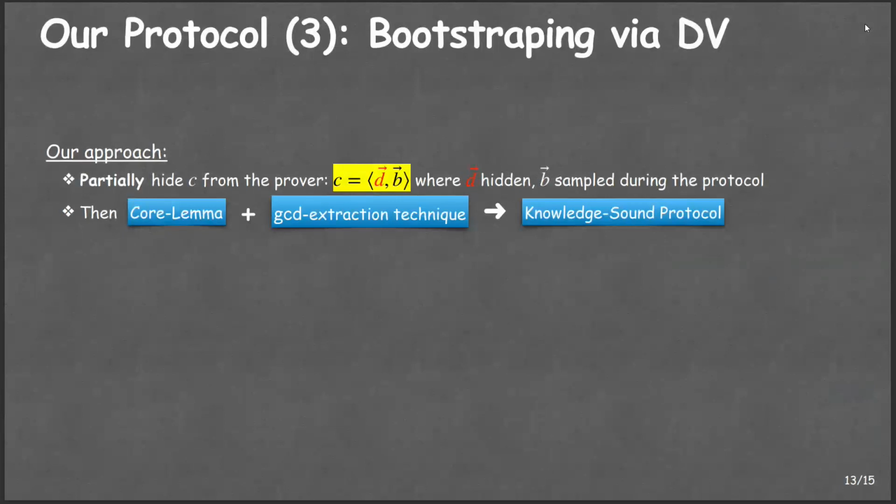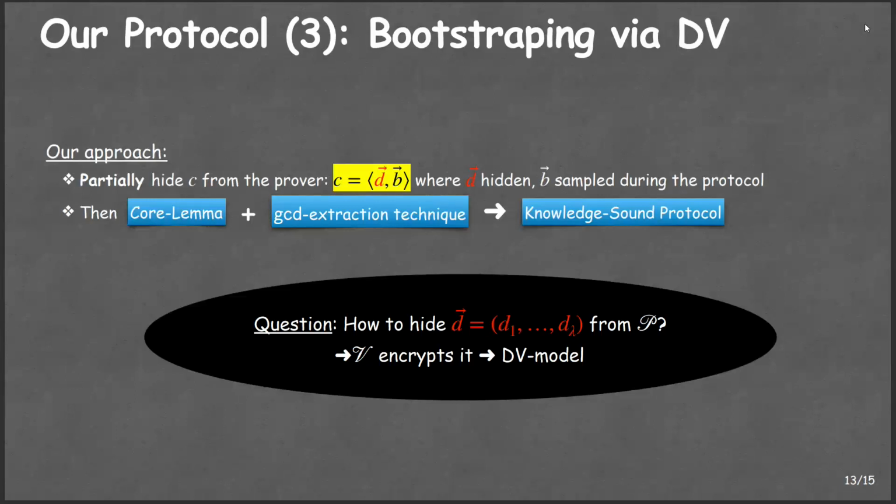Okay, and with this approach that we partially hide the challenge from the prover, we can then use this, let's say, core lemma and the GCD extraction technique that uses the Bézout coefficients in order to extract a witness and get knowledge soundness. Of course, the outstanding question now is how do we hide this part of the challenge from the prover? And the answer is that here is why we need the designated verifier model. The verifier encrypts this part and puts this ciphertext in the verification public key and encrypts these DIs with a linearly homomorphic encryption. And then during the protocol, the prover can compute this linear combination of the hidden part with the public part that is sampled during the protocol by linearly homomorphically combining the ciphertexts.